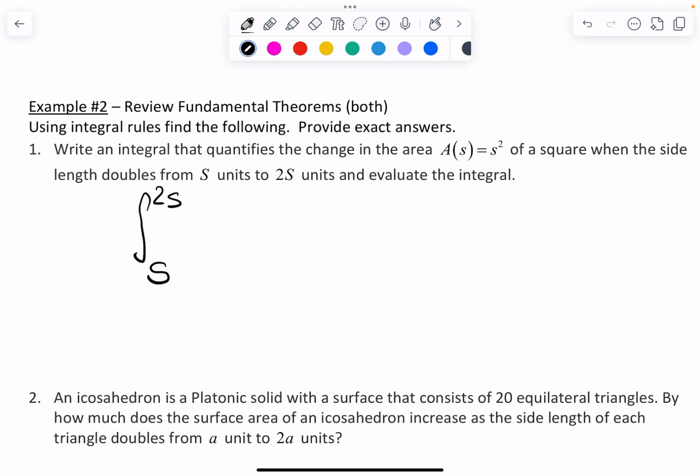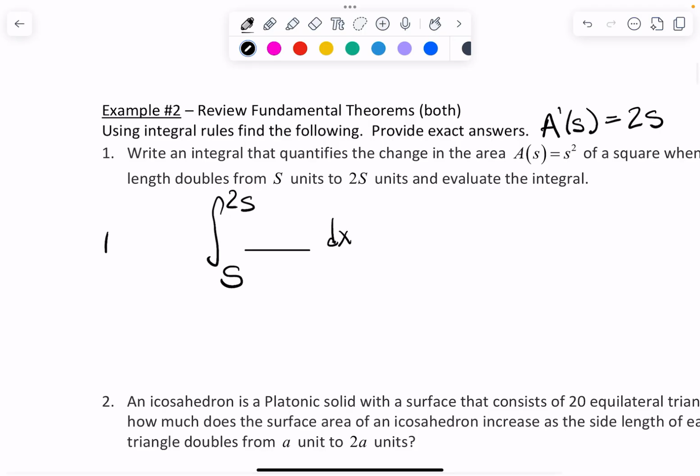But I want to think about this. When I increase something, I'm going to put dx here. When I have this function here, it needs to be a rate function. So I need to have a prime. I need to know A prime of s, and A prime is 2s. Said another way, the area is equal to the integral of the derivative, because we're doing the integral of the rate.